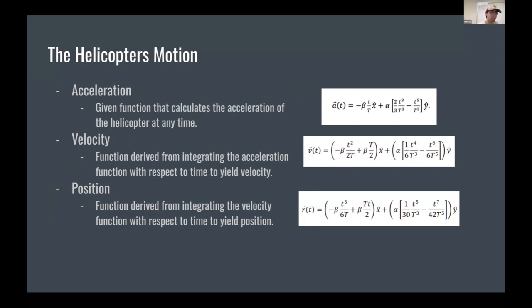So for the helicopter's motion, we have three equations, one for acceleration, one for velocity, and one for position. The acceleration equation is the given function that calculates the acceleration of the helicopter at any time. The velocity is derived from integrating the acceleration function, and the position is derived from integrating the velocity function. And it shows the position of the helicopter.